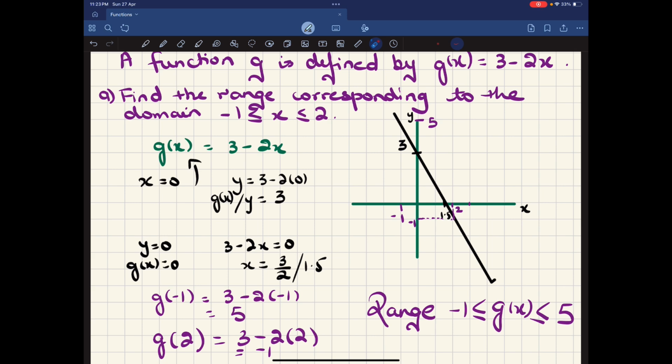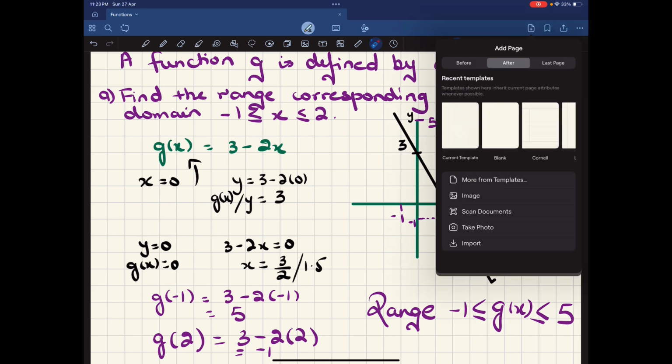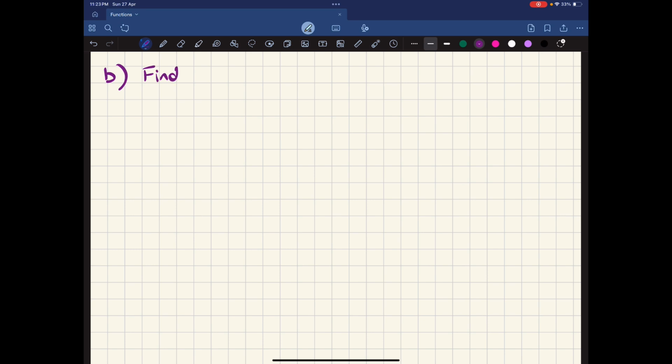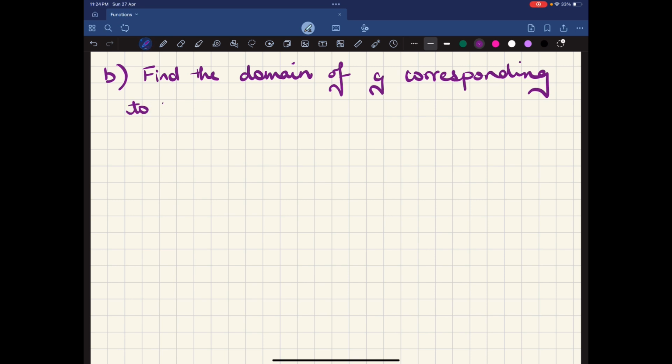In the next part, we're going to do a quadratic function, and then you'll see how it can be misleading at times. But before we move on to that, let's solve the second part of this question. So you need to find the domain of g corresponding to the range g of x is greater than or equal to -3 and less than or equal to 2.